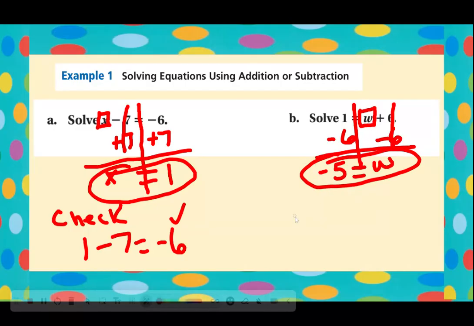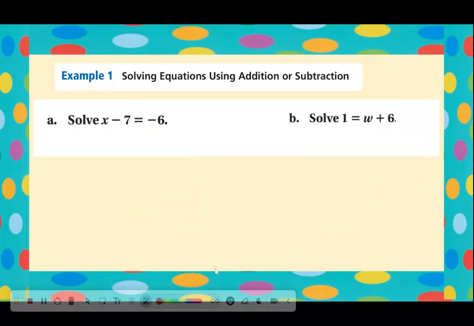So now let's do the check. 1 equals negative 5 plus 6. Is that true? Negative 5 plus 6 is 1. It checks out. Great job.